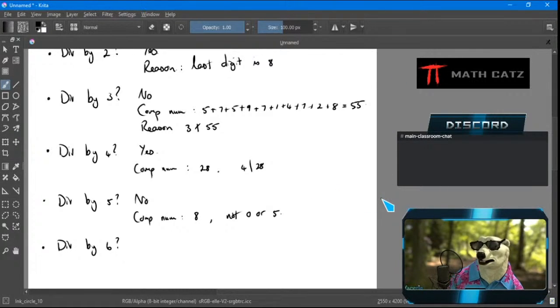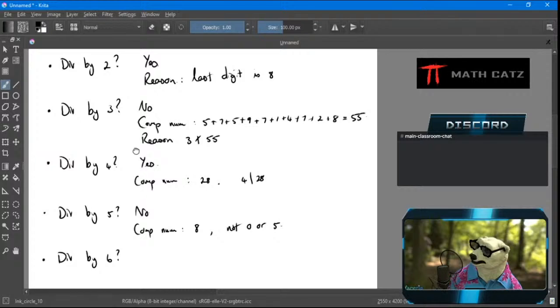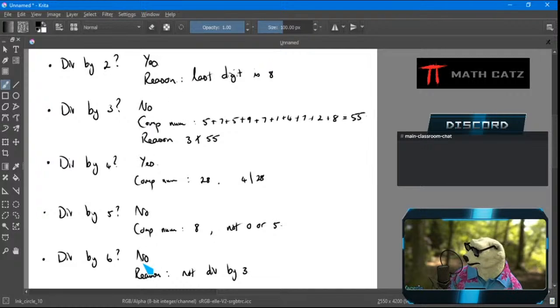Divisible by 6. I know that my test requires that it has to be divisible by both 2 and 3. If I look up at the top, I see 2 was a yes, but 3 was a no. Therefore, 6 is a no. Reason: it's not divisible by 3. I need both. So you have to say yes or no and a little reason, demonstrating that you understand the test. You can say more, of course.